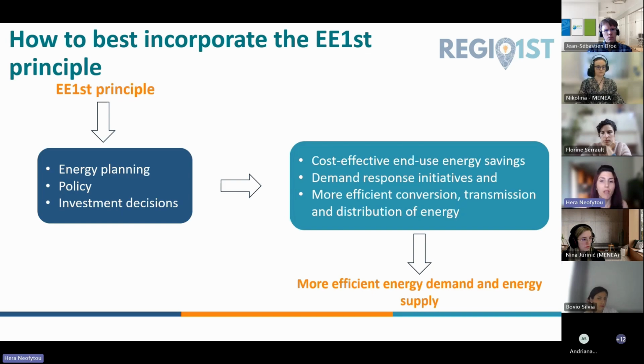More specifically, prioritizing cost-effective energy efficiency measures in energy planning, in policy, and in investments decision could improve both the energy demand and the energy supply efficiency through the implementation of cost-effective end-use energy savings, through the adoption of demand response initiatives, and through the improvement of energy conversion, transmission, and distribution.